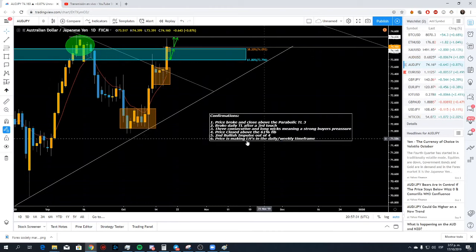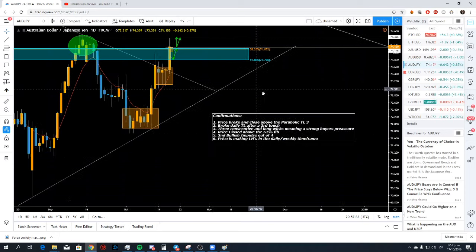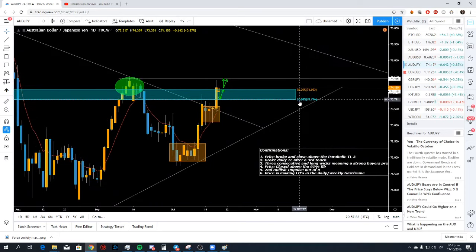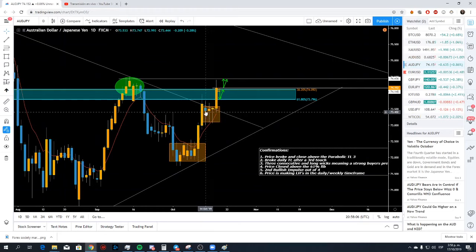That's our third confirmation. Fourth confirmation, price closed above the 61 level. This 61. Price closed above this on the daily time frame, that is really important. Close above that. Fifth confirmation, second bullish impulse out of 4, or second bullish impulse on the daily time frame. This one. Range. Second bullish structure.